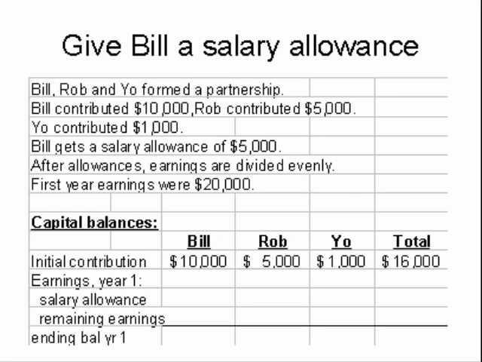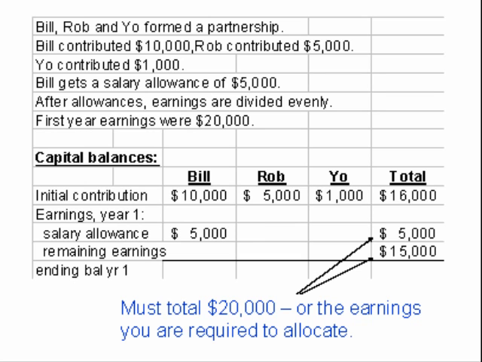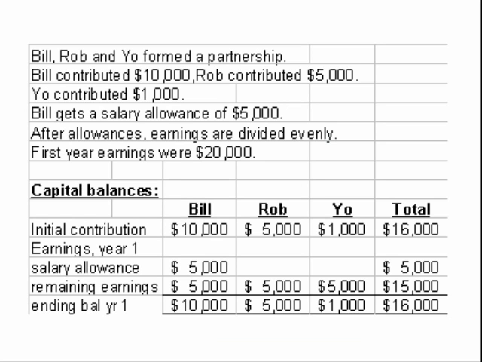Bill's going to get 5,000. Okay, let's put Bill's 5,000 in there. And then we're going to spread the remainder. What is the remainder? Well, we have 20,000 to allocate. We've done 5. We have 15 remaining. And we spread that among the three partners evenly. They each get 5,000.